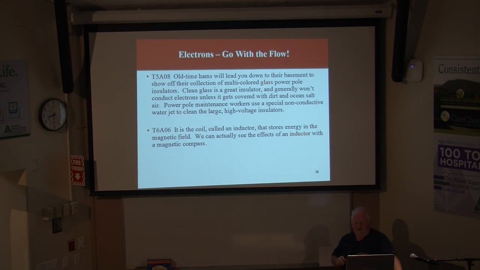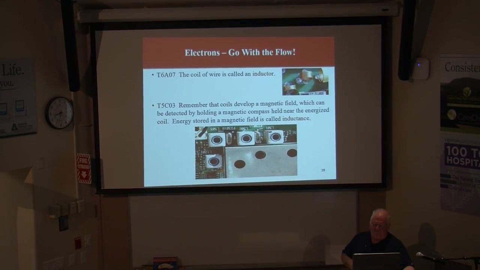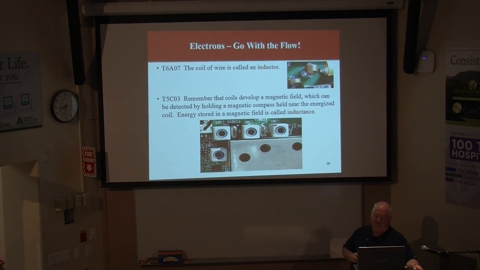It is the coil called an inductor that stores energy in the magnetic field. We can actually see the effects of an inductor with a magnetic compass. The coil of wire is an inductor. All right, so that little coil that you see in the picture is called an inductor. Remember that coils develop a magnetic field which can be detected by holding a magnetic compass near the energized coil. Energy stored in the magnetic field is called inductance.